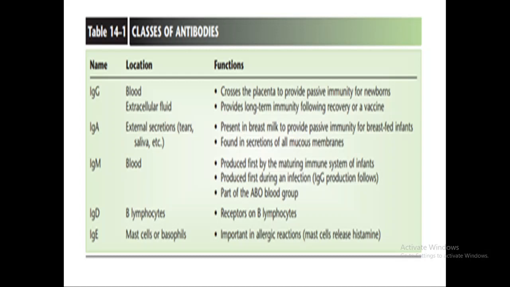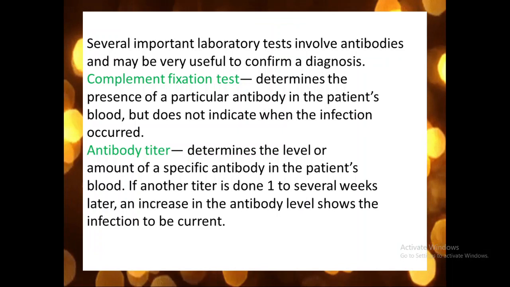Immunoglobulin M, or the blood, produced first by the maturing immune system of infants, produced first during an infection. Immunoglobulin G production follows, and part of the ABO blood group. Yun naman po ating immunoglobulin D ay located in the B lymphocytes. Ang function niya ay receptors on B lymphocytes. Immunoglobulin E: mast cells or basophils, important in allergic reactions. The mast cells release histamine. Kanina po, nabanggit po yun dun sa ating inflammation. Yun po ating classes of antibodies.